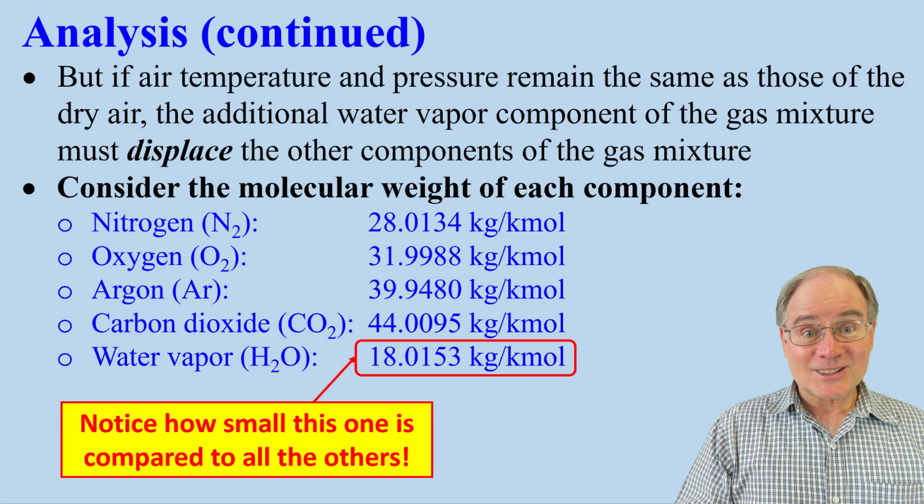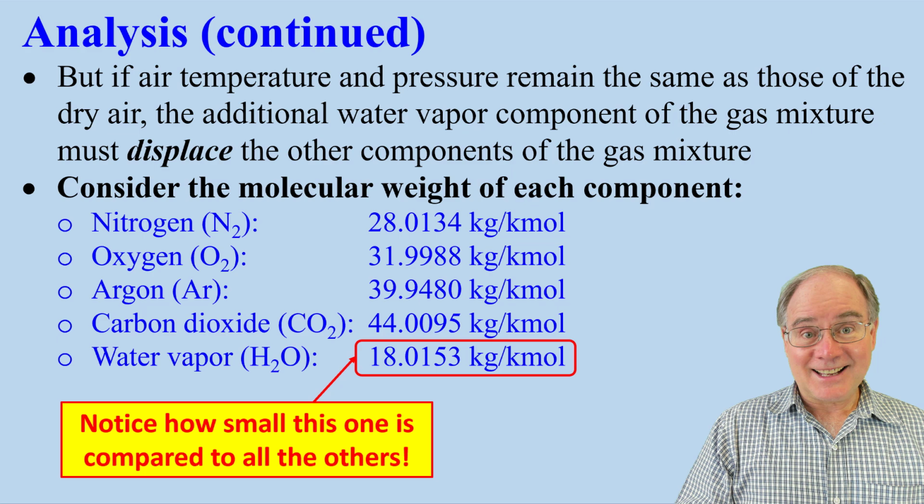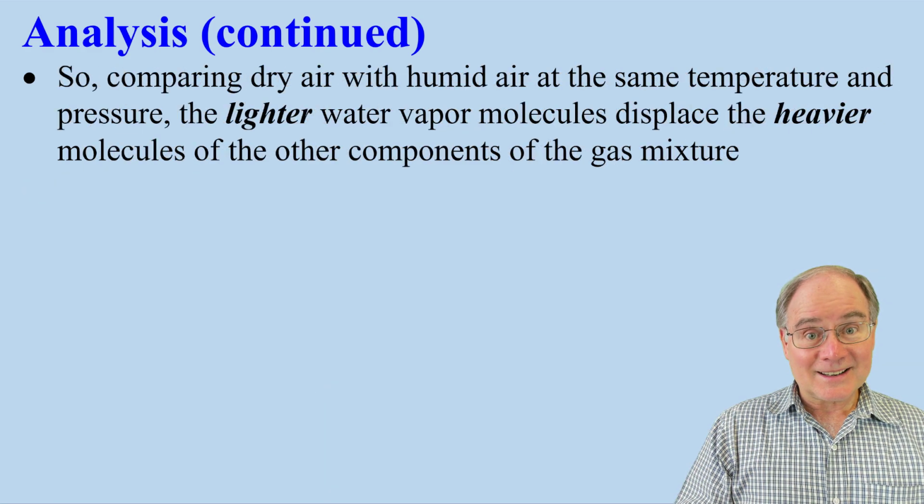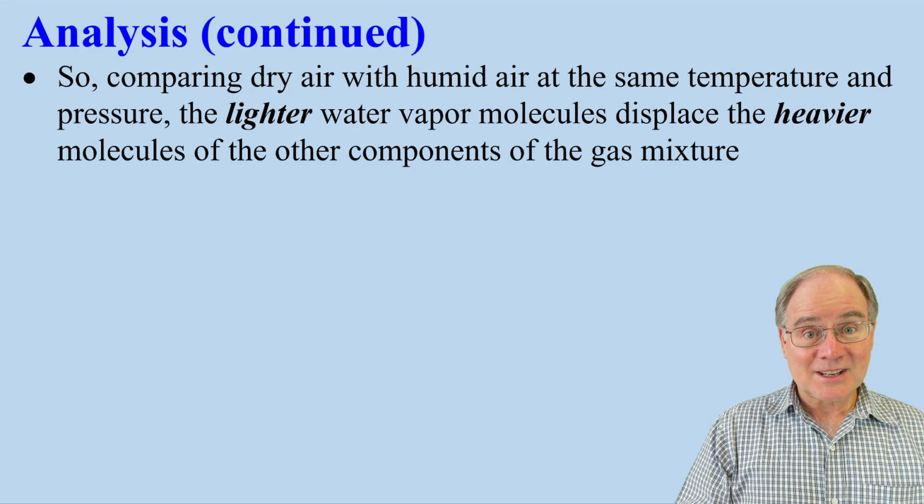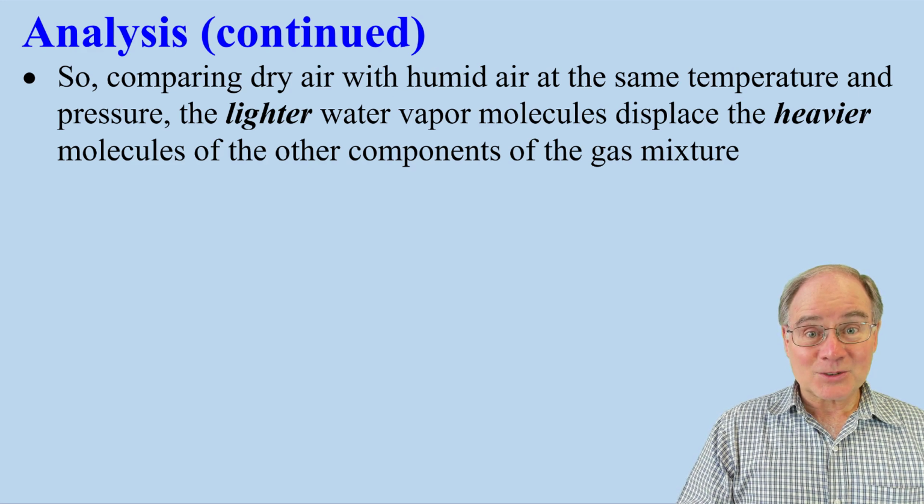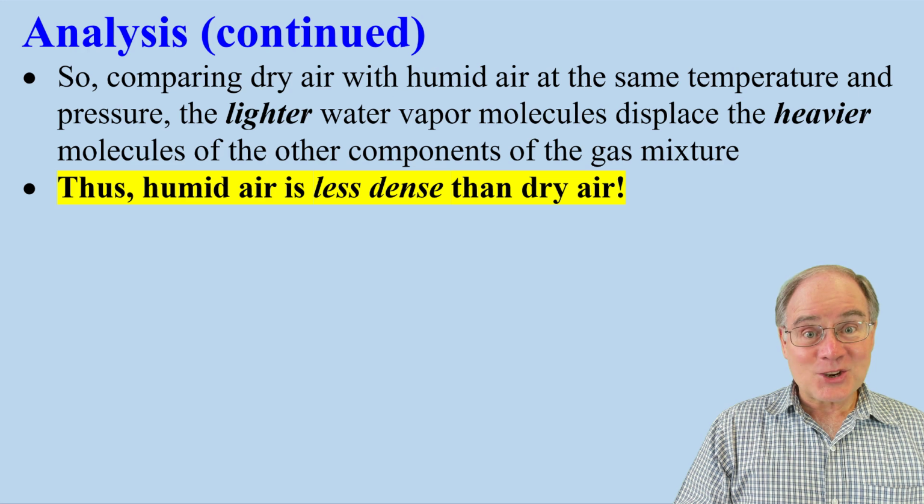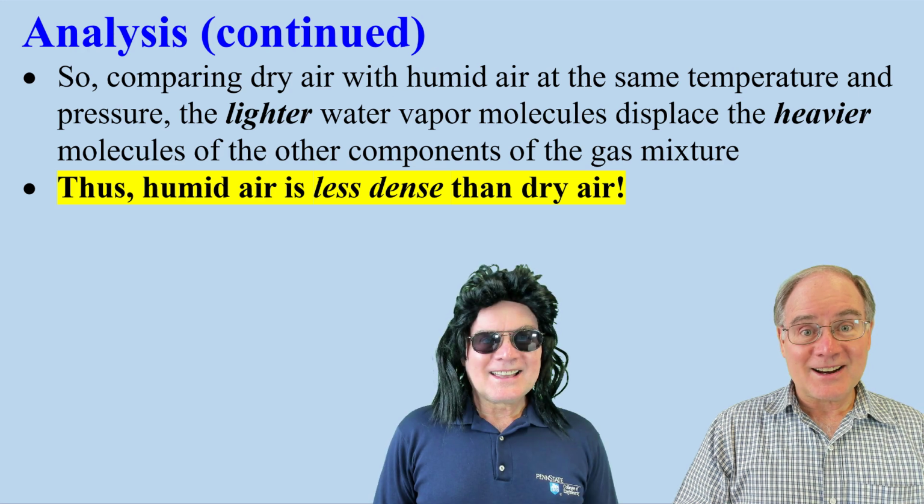Notice how small the water one is compared to all the others. That's because it has 2 hydrogens and only 1 oxygen. So comparing at the same temperature and pressure, we're displacing heavier molecules with lighter ones. Thus, humid air is less dense than dry air.